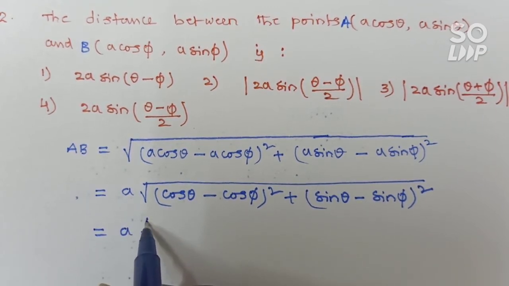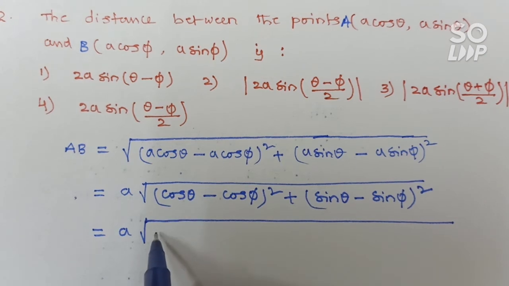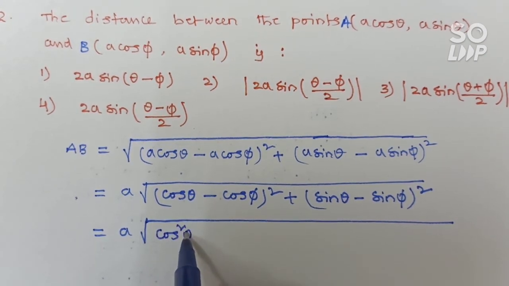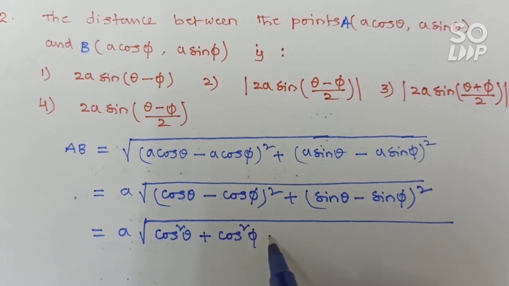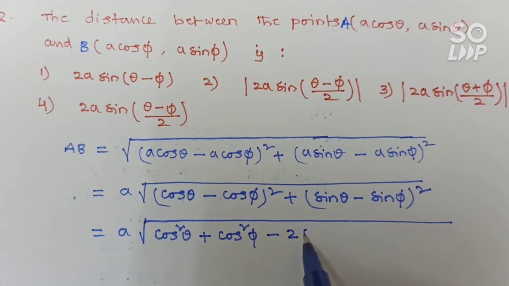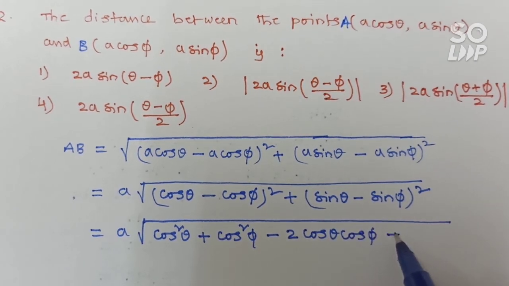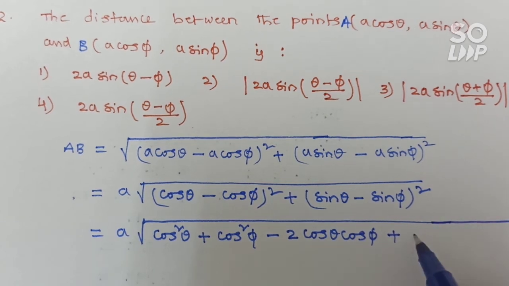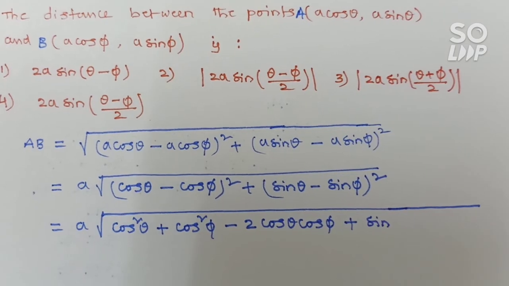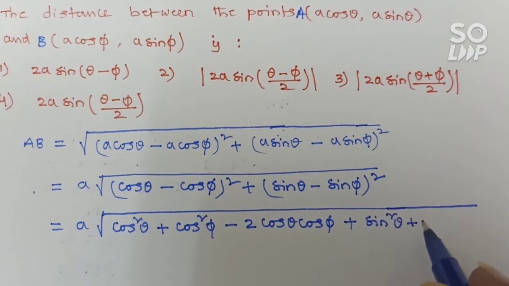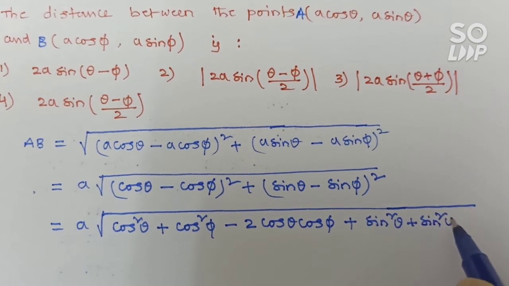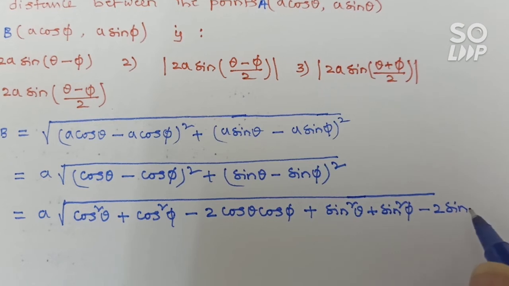a into the square root of cos square theta plus cos square pi minus 2 into cos theta into cos pi, next plus you expand the next term: sin square theta plus sin square pi minus 2 into sin theta into sin pi.